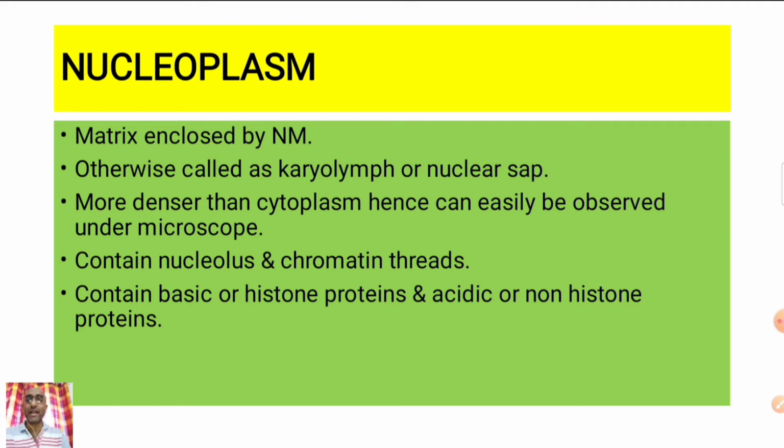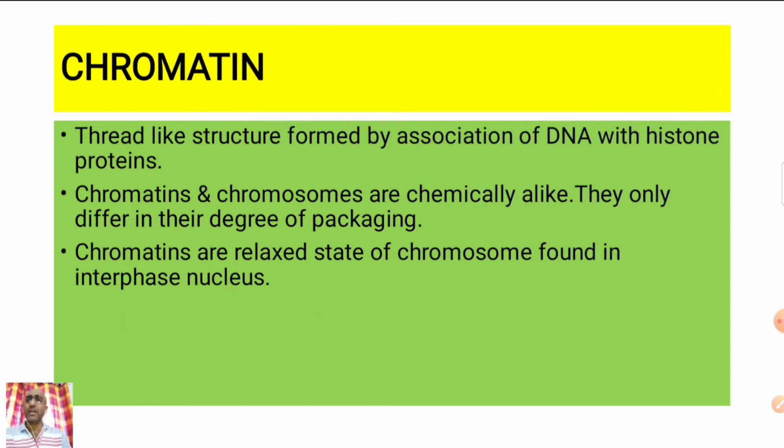Then we will go to the last one, that is chromatin threads. You know about chromatin threads. These are nothing but thread-like structures formed by the association of DNA with histone proteins. There is not much of a difference between chromatins and chromosomes. They are chemically similar; only their degree of packaging differs.